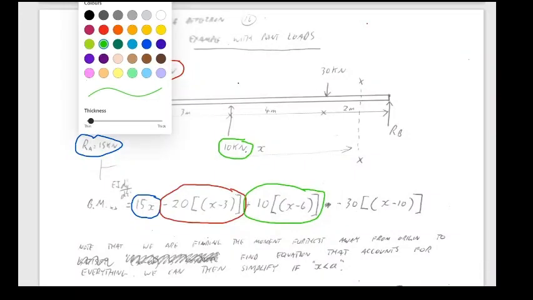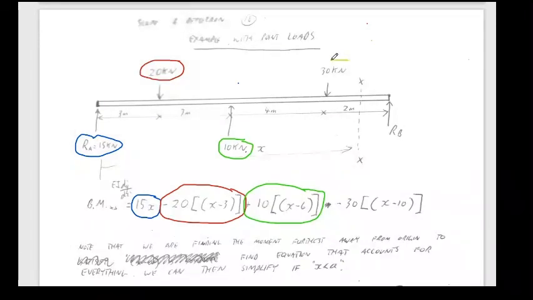Next, let's take another color, I don't know, this gold color here, for our 30 kilonewton load. Now the 30 kilonewton load is acting downwards, so therefore it's negative, so minus 30, and its distance from here is going to be X minus 3 minus 3 minus 4. So X minus 3, 6, 10, X minus 10. Okay, there's that term there.